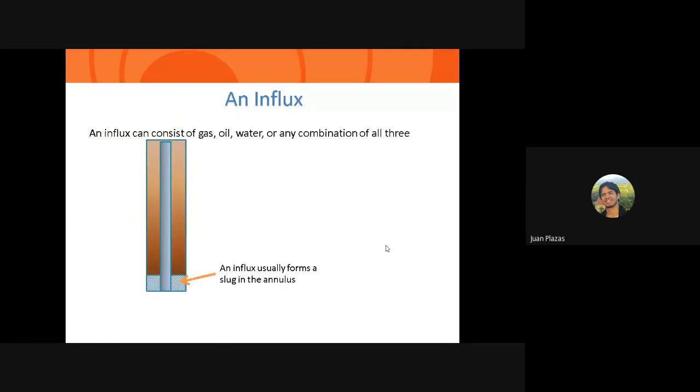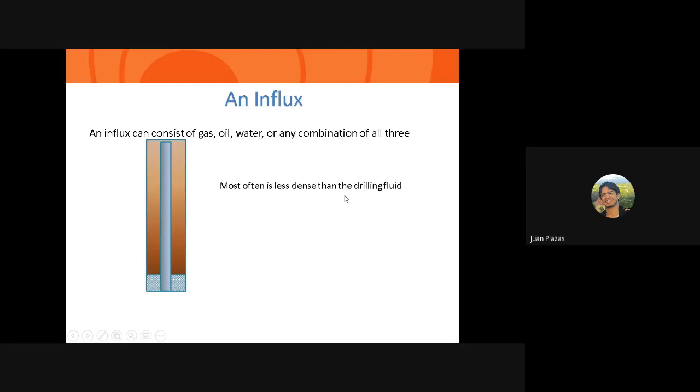What is an influx? An influx can consist of gas, oil, water, or any combination of the three. An influx usually forms a slug in the annulus. During well control, we assume the influx is only in the annulus. It is possible to have an influx in the drill string, the working string, but for making things easier, we assume the influx is in the annulus, considering that the annulus provides the biggest flow area.